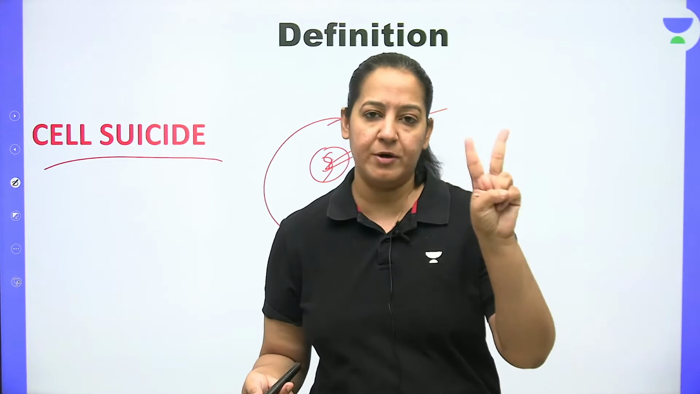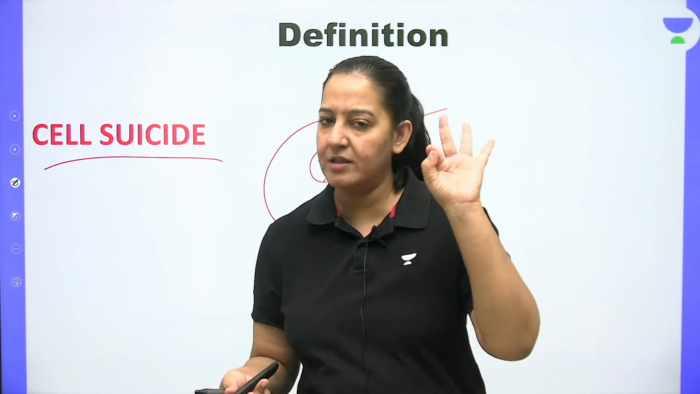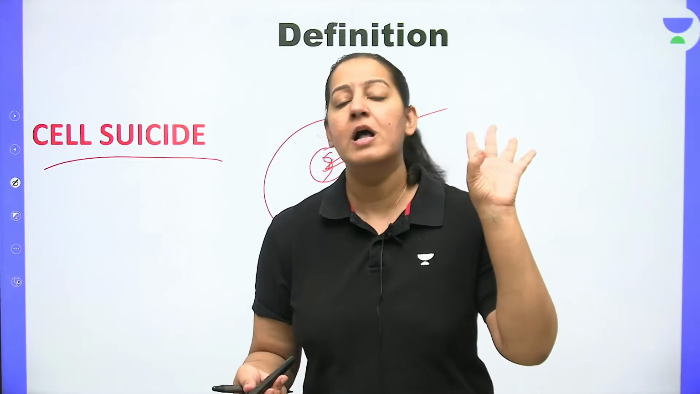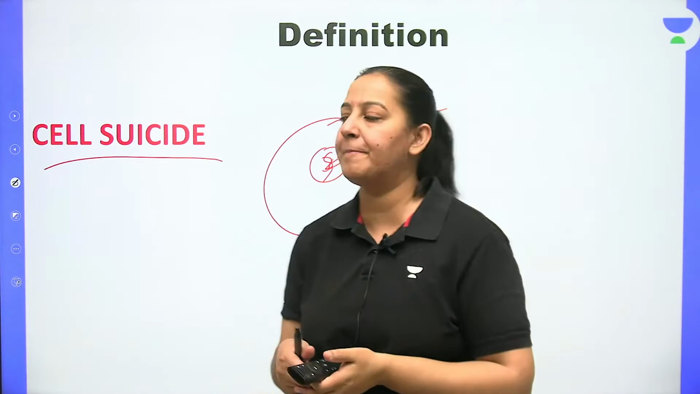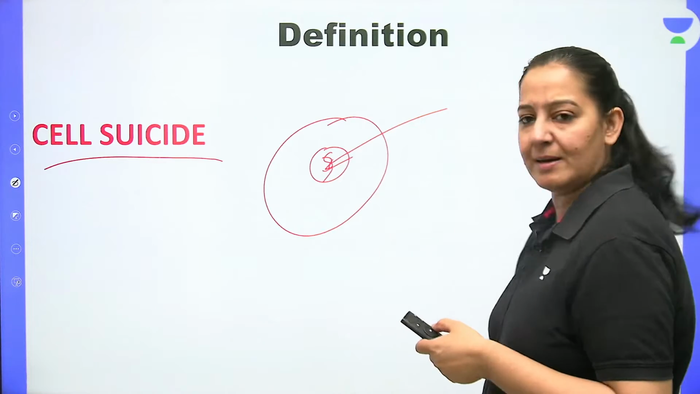So cell does suicide because of two reasons. Either it is no more required in the body, its function is done, its job is done, or its nucleus, its DNA is damaged beyond repair. Give me a thumbs up. So that is cell suicide. Give me a thumbs up in short.